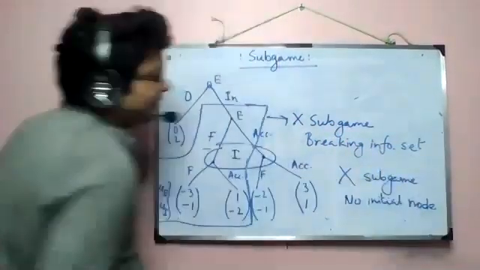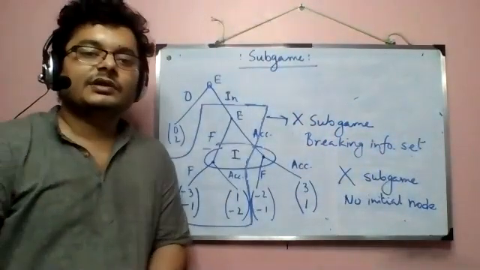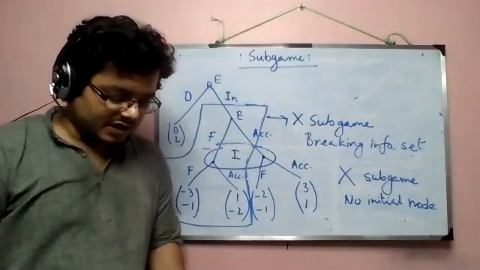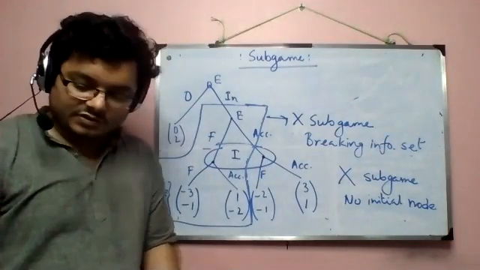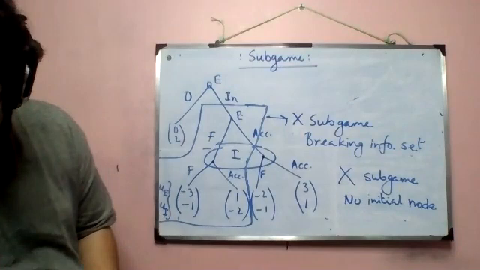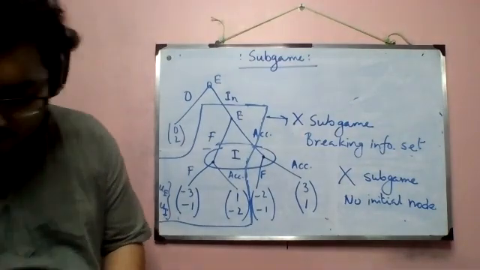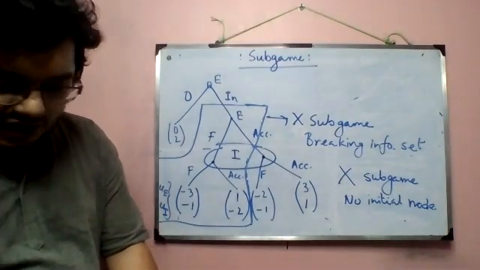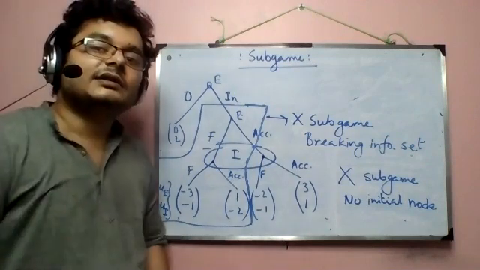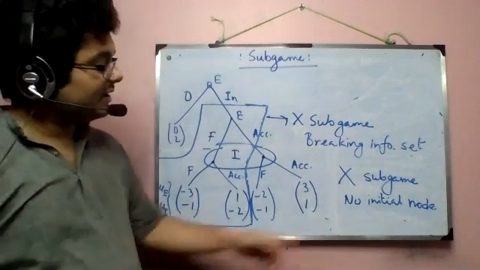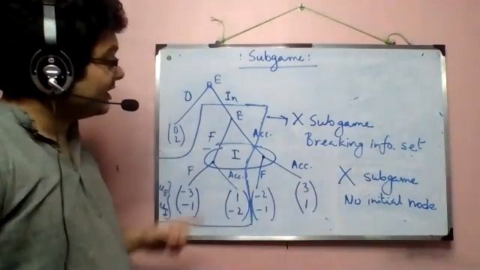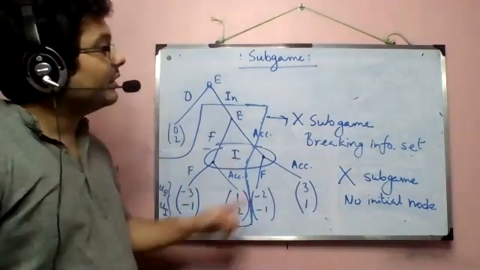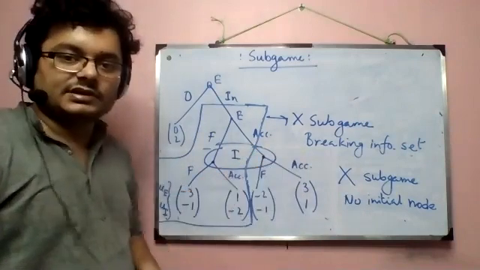All right. So next time you solve a game under SPNE, the first job you have to do is to find the correct subgames. And while doing that, you must always check that number one, you have taken the initial node correctly, and number two, you don't break any information set.